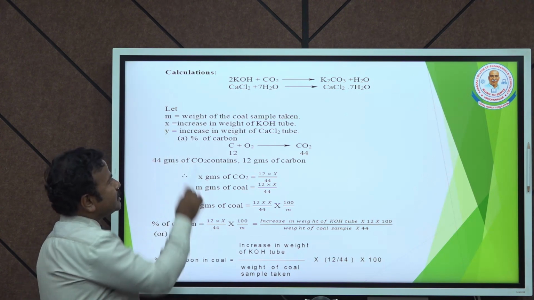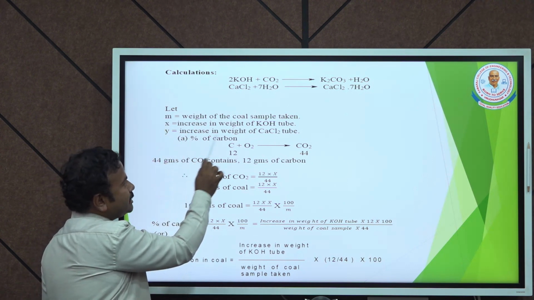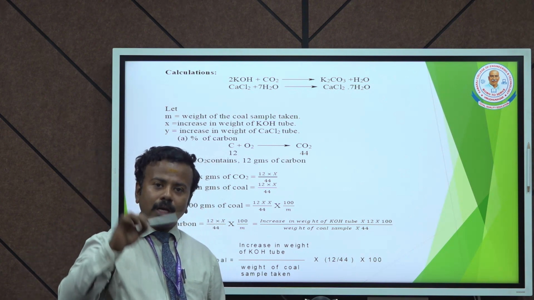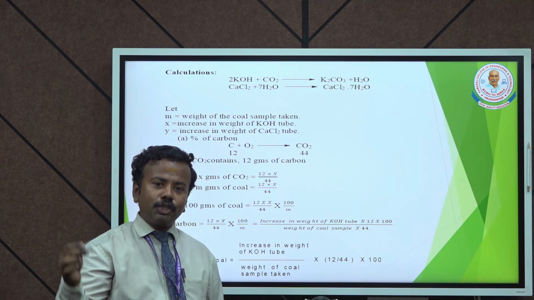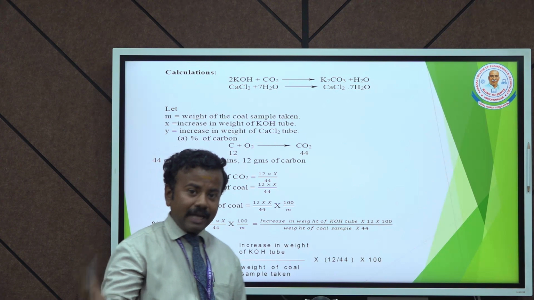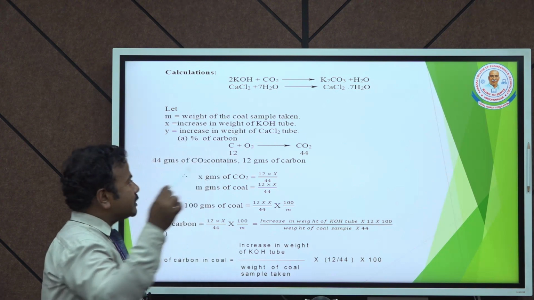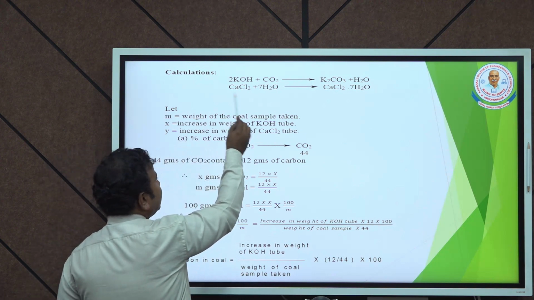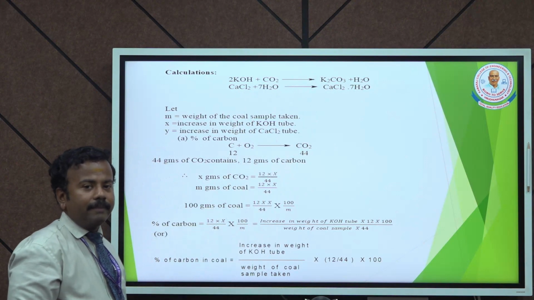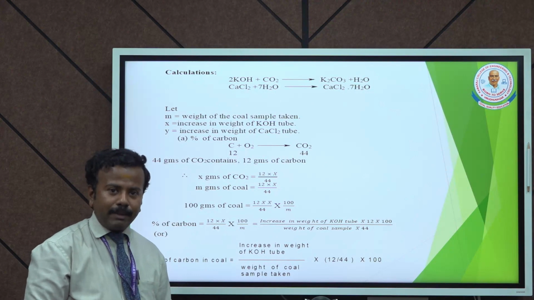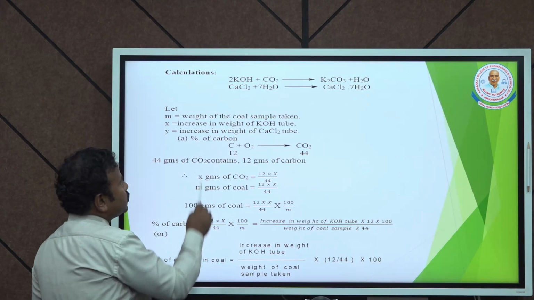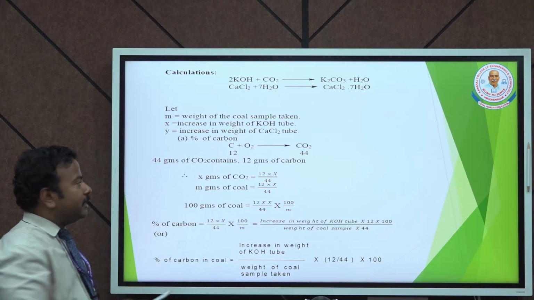Then the same case is Y. Y is nothing but the increase in weight of the calcium chloride tube. All the hydrogen reacts with oxygen on combustion to produce H2O vapors. Those H2O vapors combine with the already weighed calcium chloride to form calcium chloride heptahydrate. So the increase in weight that happens in the calcium chloride tube is represented as Y. So now let us see the calculation.